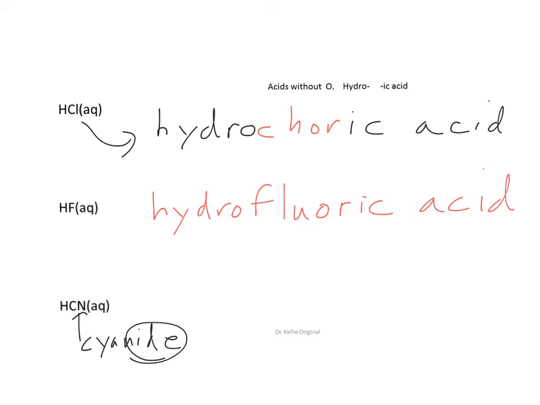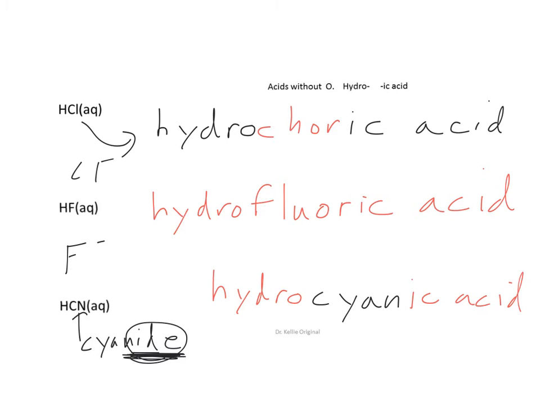Do we have oxygen? No, we don't have oxygen. So we're going to use that prefix hydro. We're going to drop that ide suffix, right? That's what we were dropping from our fluoride up here and our chloride up here. So we drop the ide from cyanide to make cyanic acid. So we have hydrocyanic acid, hydrofluoric acid, hydrochloric acid. Chemistry's easy, life is hard, yes?